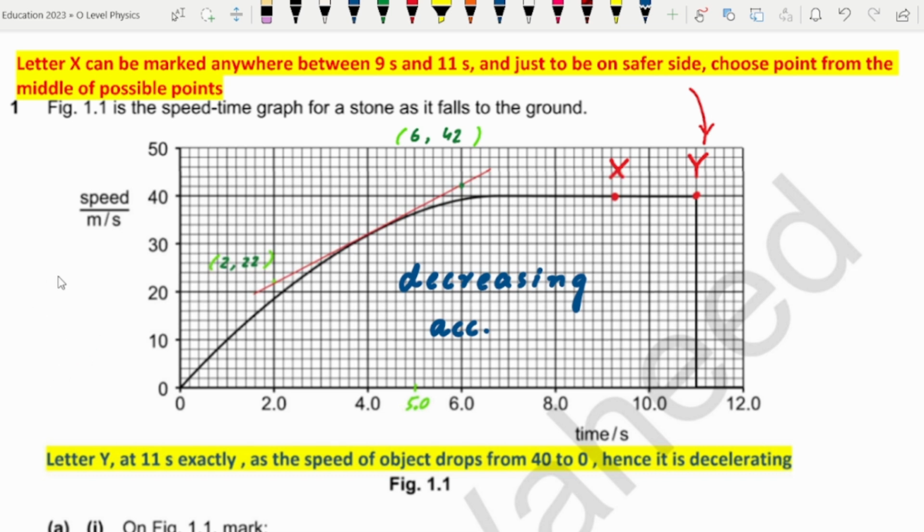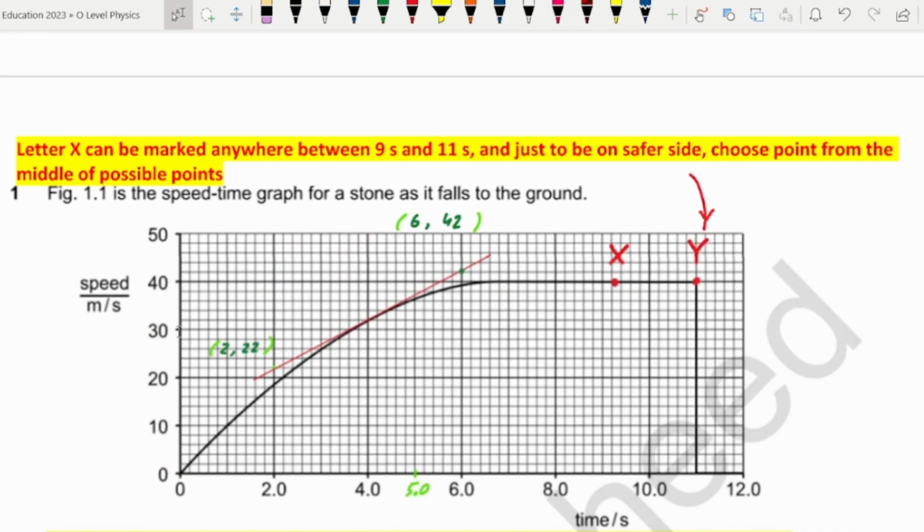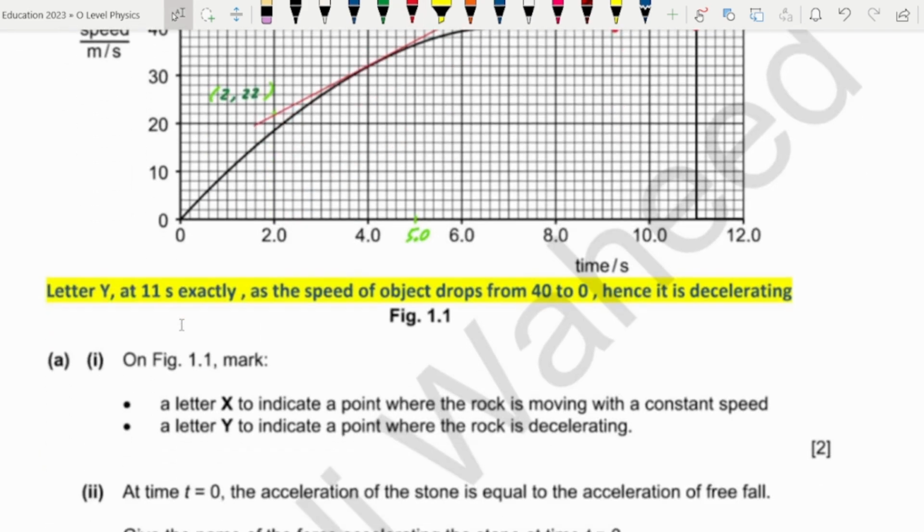So because we don't have to mark decreasing acceleration, I'm going to rub it off from here. Moving on to the next part. At time t equals 0, the acceleration of the stone is equal to the acceleration of free fall. You can see from the graph that at time t equals 0, the object was moving with 0 speed, meaning it was not moving at all.